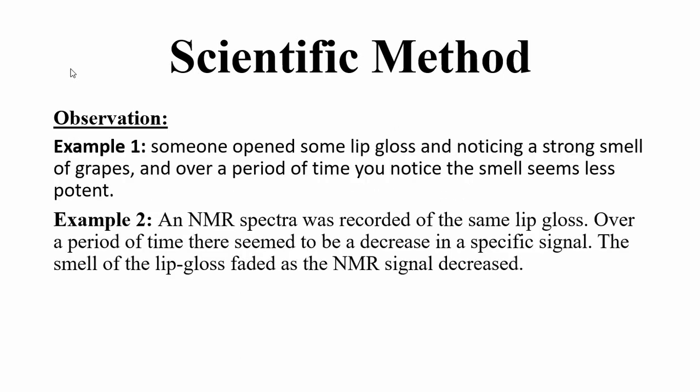Example 1 could be when someone opens some lip gloss and notices the smell of grapes. A week later, the smell appears to be less potent. An example using instrumentation could be if someone chemically analyzed the lip gloss, and a week later there was a slight decrease in a specific signal.